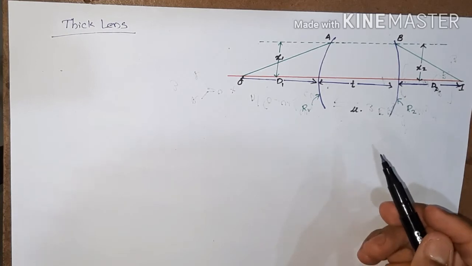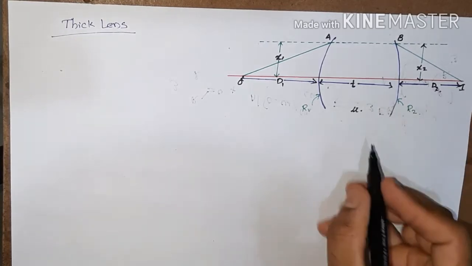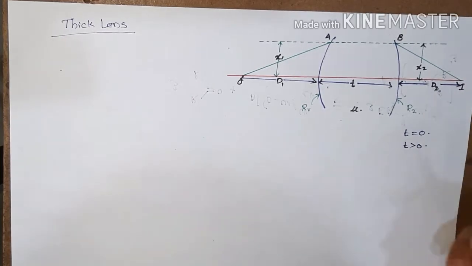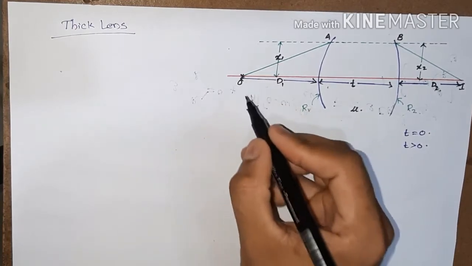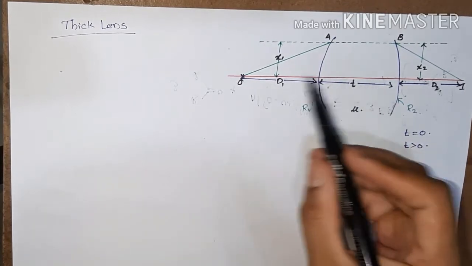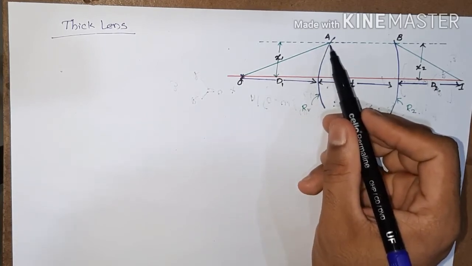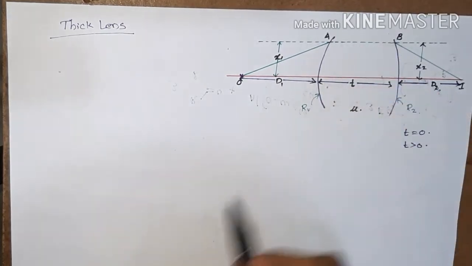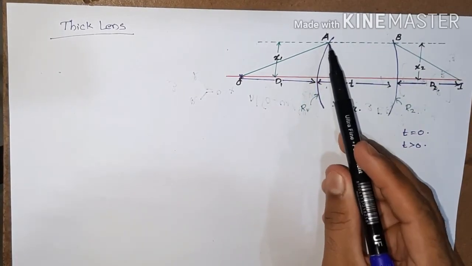Here we are dealing with a lens having thickness T. T is not equal to 0; T is some value greater than 0. A light ray originates from a point O, situated on the optical axis of this thick lens, and it travels through some medium having an arbitrary refractive index and is incident on the first refracting surface of the lens at point A.